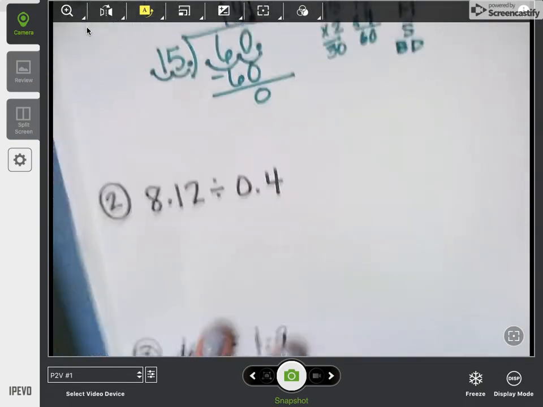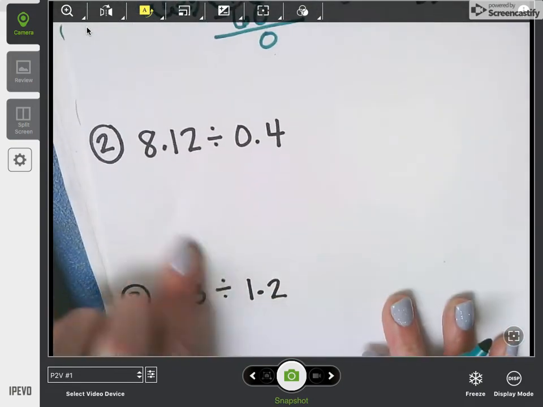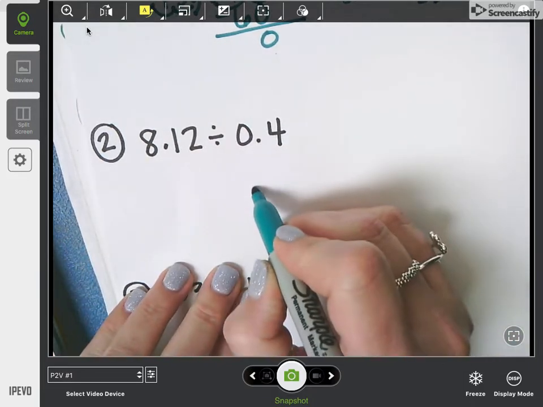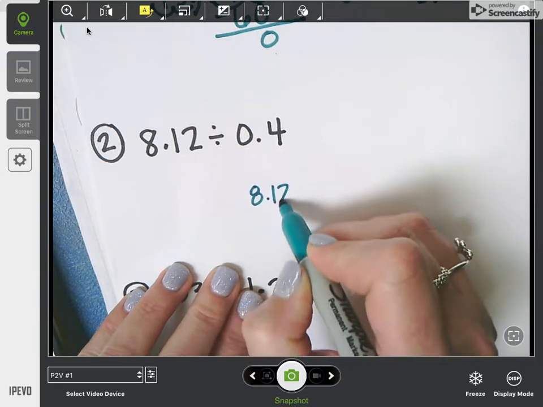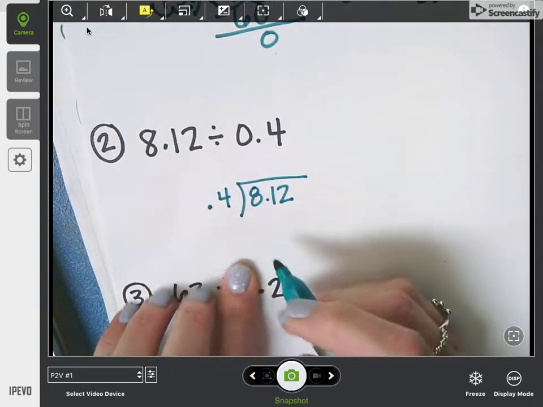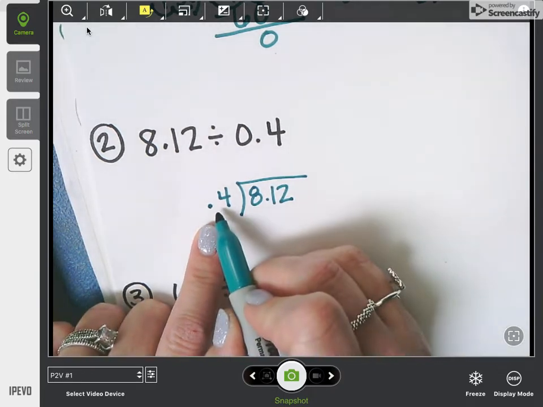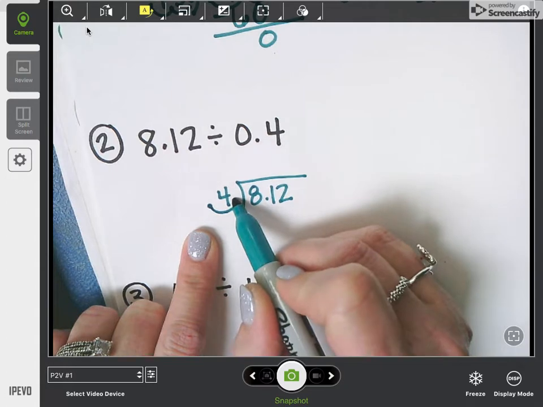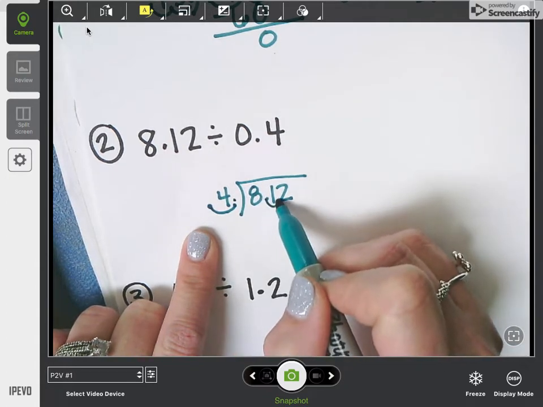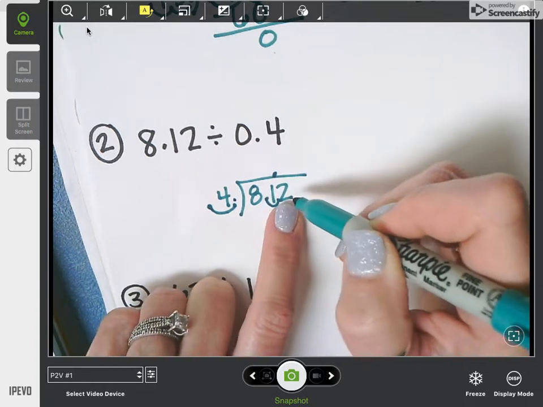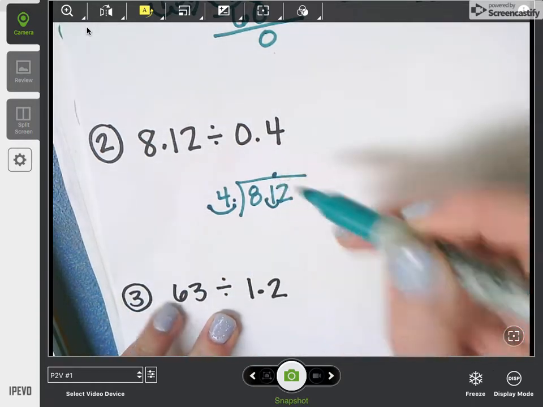Let's look at number 2. For number 2, we have 8 and 12/100 divided by 4/10. So we're going to put 8 and 12/100 on the inside and 4/10 on the outside. Again, we need to get this to a whole number, so we swoop over one place. Whatever we do to the outside, we need to do to the inside. So my decimal is actually going to be between the 1 and the 2 here. So I bring it straight up.